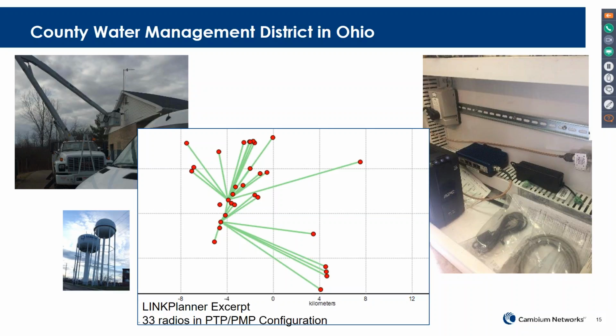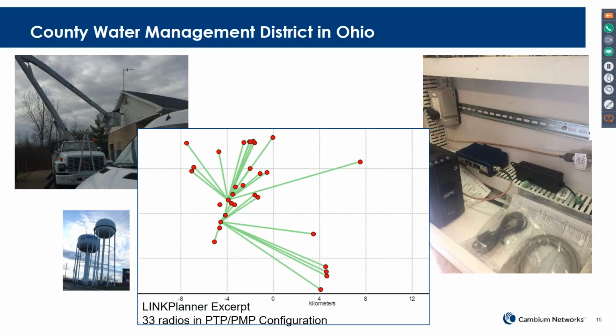They used Link Planner obviously to design the network, and it was quite successful. In terms of coverage, they have some places which have foliage, and they were able to do like 2 miles of range even with the foliage. So that's one of the successful deployment cases.